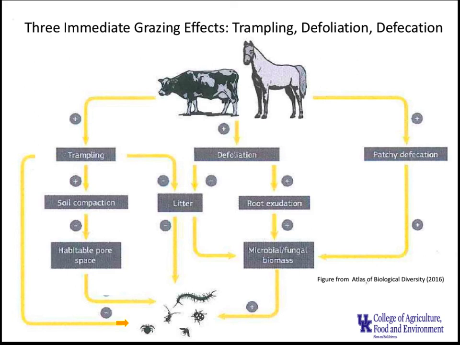Patchy defecation, where you have nitrogen and readily available organic matter from manure deposits coming into the soil environment, that's a good thing. You're adding organic matter to soil. You're adding nitrogen to soil. You're adding phosphorus to soil. But if it's patchy, there's only going to be some environments that are affected. So how can you make more of that environment better influenced by the amount of defecation that occurs? Well, that's something you can manage.